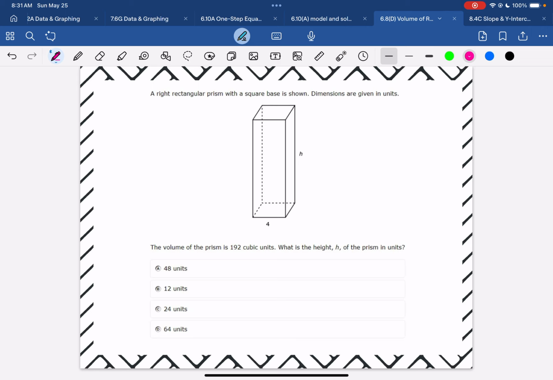A right rectangular prism with a square base is shown. Dimensions are given in units. The volume of the prism is 192 cubic units. What is the height of the prism in units?